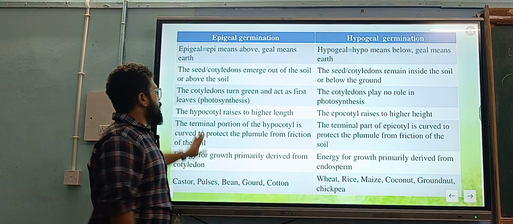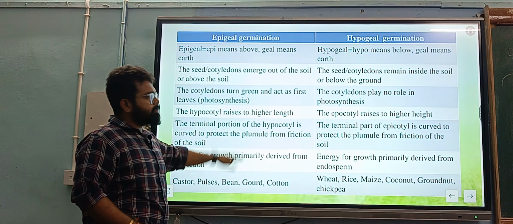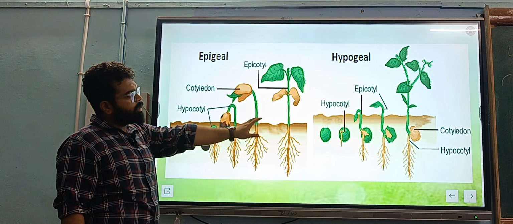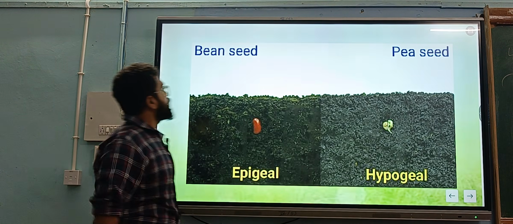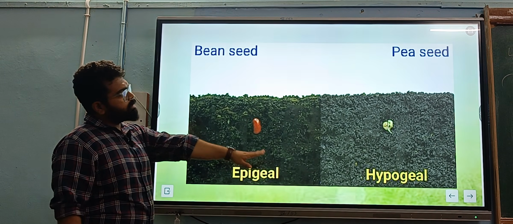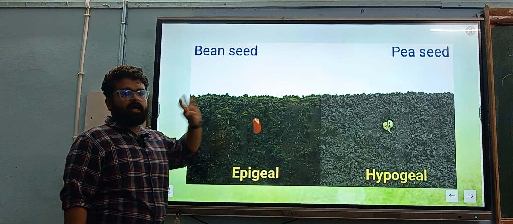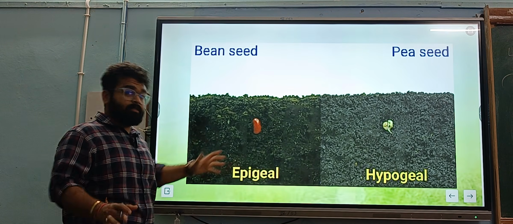Epicotyl, here it is hypocotyl. Hypocotyl is the lower part, epicotyl is the upper part. Here the epicotyl is curved in order to overcome the friction from the soil. See here a good example of epigeal germination and hypogeal germination: a pea seed and a bean seed. Pigeon pea is an example of hypogeal germination in the case of pulses, some exceptional.